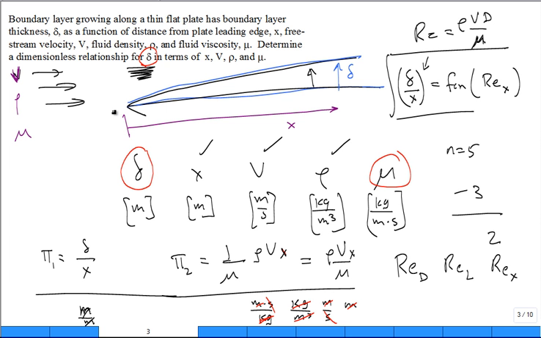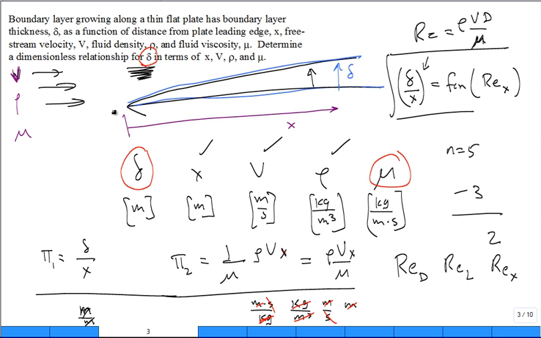Any other comments? Yes? How is this useful once you try and make that comparison between a model and a prototype? Well, what you might do is have a smaller test section, and then you're modeling the boundary layer thickness growth, and then you can extrapolate to a larger test section or larger experiment. In this case, it's a little bit abstract because it's very simple. You're just growing the boundary layer. But let's solve another problem and see how we have to get similarity.